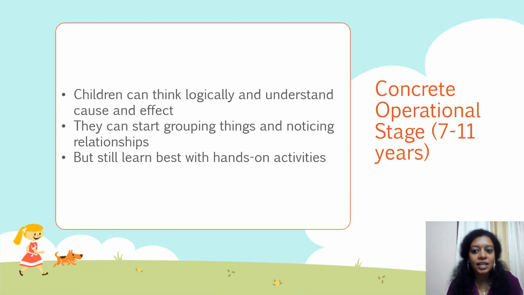The third stage is the concrete operational stage. It goes from about 7 to 11 years. Here children start thinking logically about concrete events. Logical thinking begins here. They understand concepts like cause and effect, but they still learn best through hands-on activities and things they can observe. That's important here.